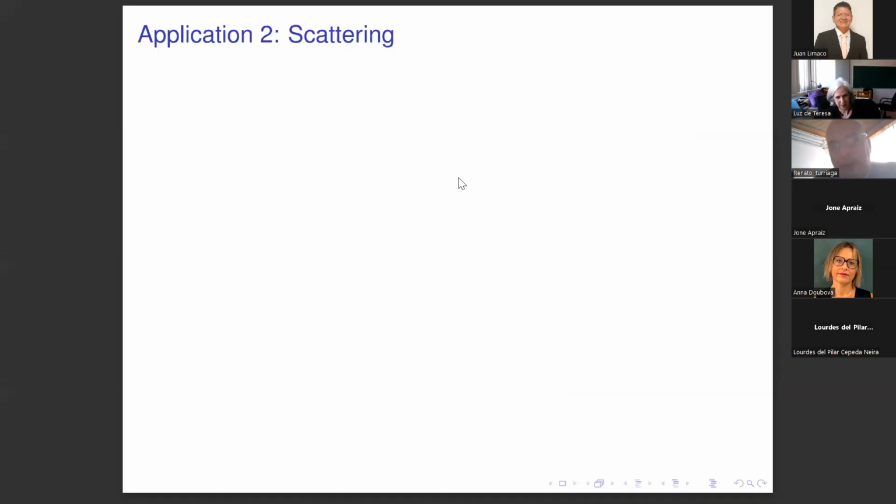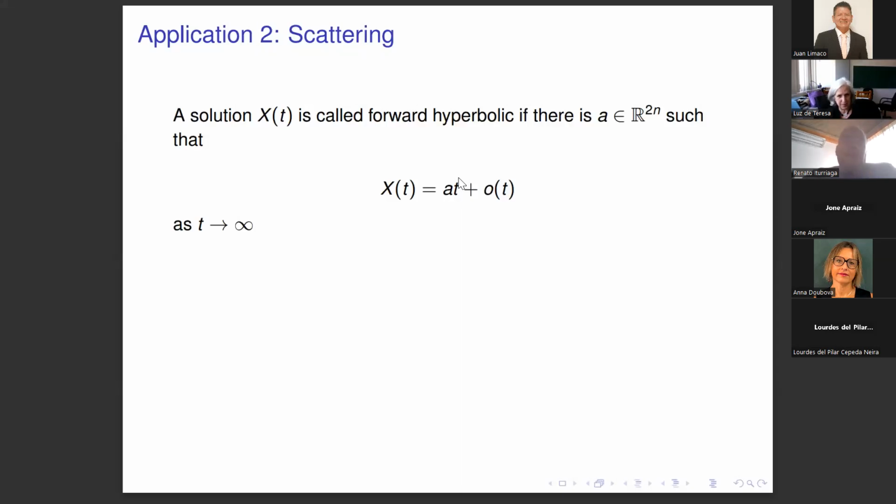Scattering. The second application is scattering. So let me tell you what scattering is. A solution is called forward hyperbolic if, in R^2N, the solution behaves like a linear function. It just goes away with almost constant velocity. You can imagine this if you put the masses very far away and you kick them very fast and the masses are very little, for example.